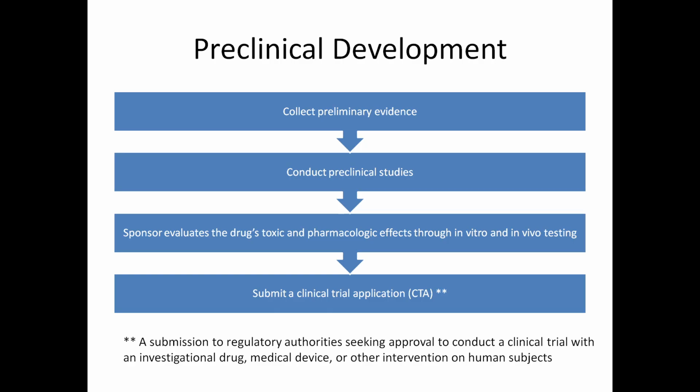In vitro testing involves studies which are performed with cells stored in lab equipment, such as test tubes and petri dishes, whereas in vivo studies are performed on an actual living animal. Usually, preclinical studies are not very large, but these studies need to provide detailed information on dosing and toxicity levels. And then the last step is to submit a clinical trial application.